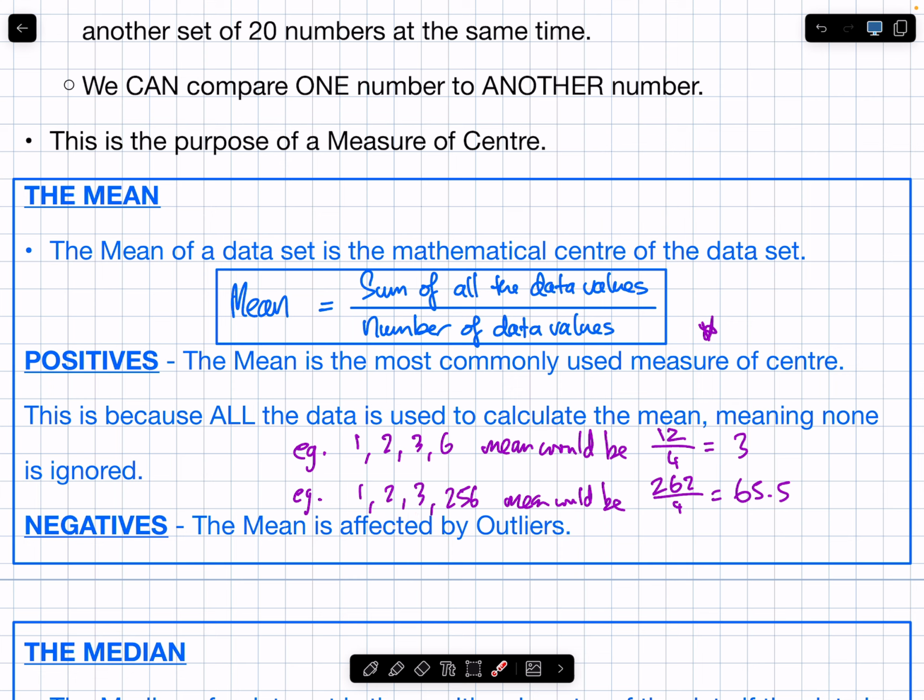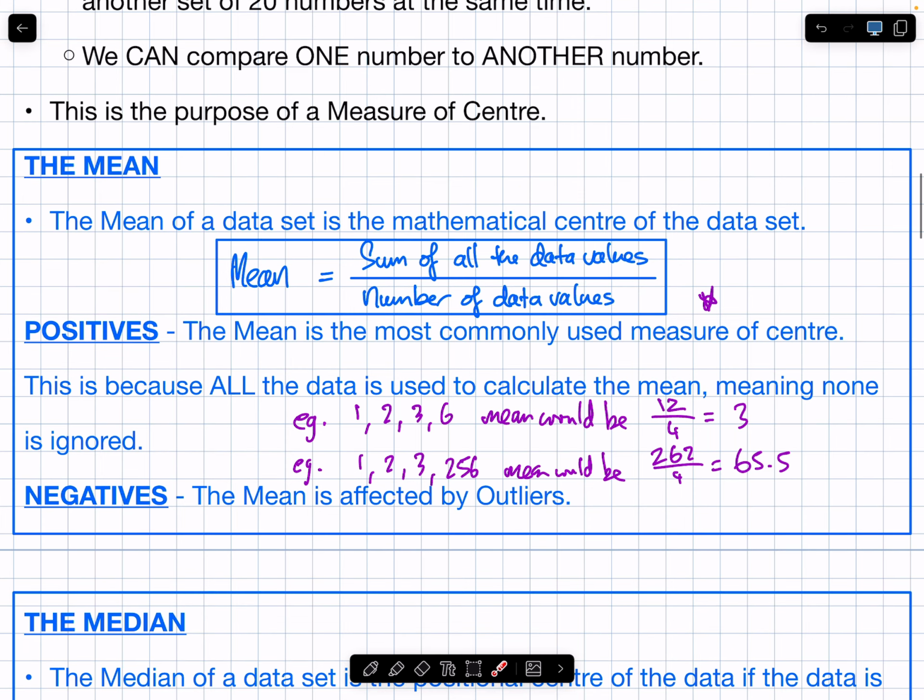See how these numbers here aren't that much different. Only one of the numbers is different. You've got 256 there. Did the mean change a lot, though? Yeah. It went from 3 to 65.5. So that's to show you that the mean is heavily affected by outliers. Can you make sure that you have that first rectangle about the mean? Give you a minute.